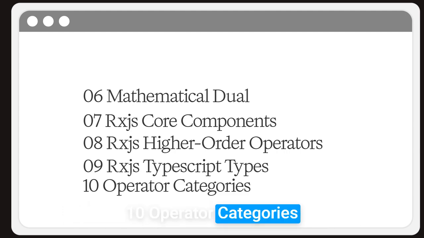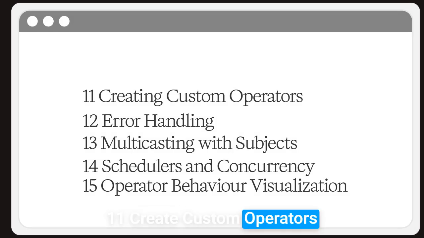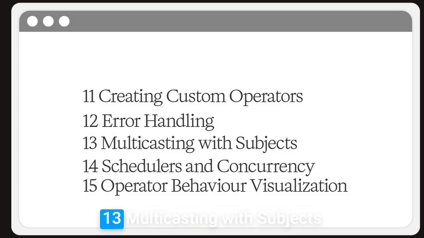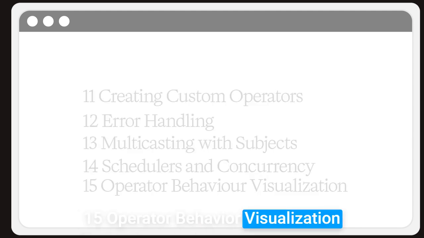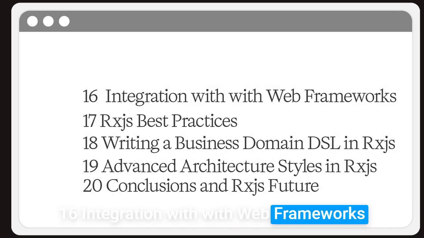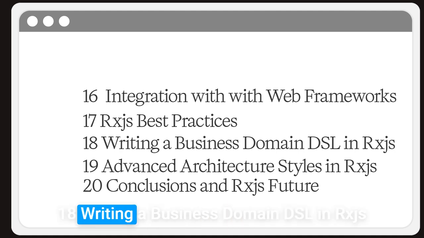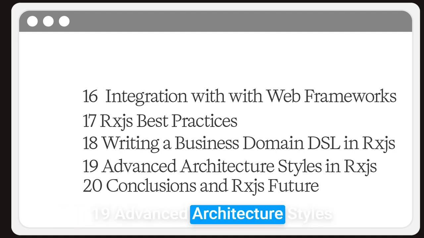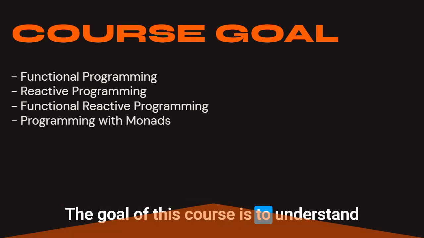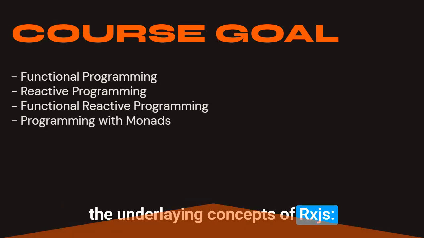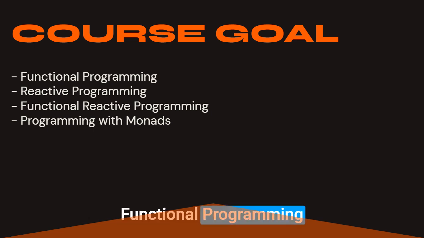10. Operator categories. 11. Create custom operators. 12. Error handling. 13. Multicasting with subjects. 14. Schedulers and concurrency. 15. Operator behavior visualization. 16. Integration with web frameworks. 17. RxJS best practices. 18. Writing a business domain DSL in RxJS. 19. Advanced architecture styles. 20. Conclusions and RxJS future.